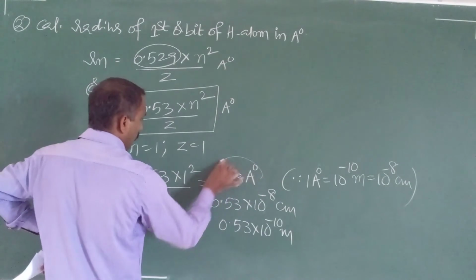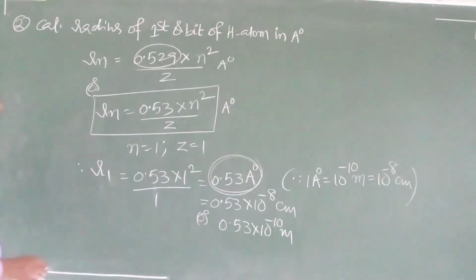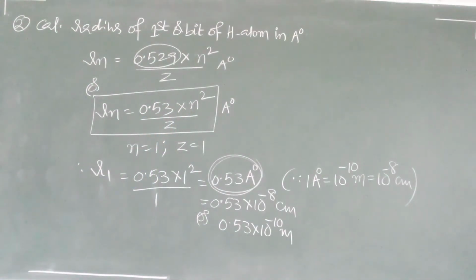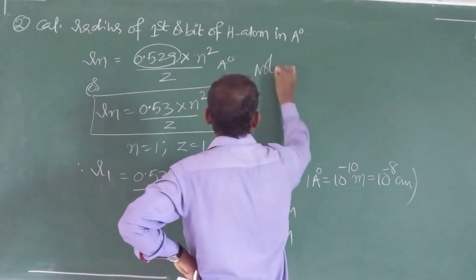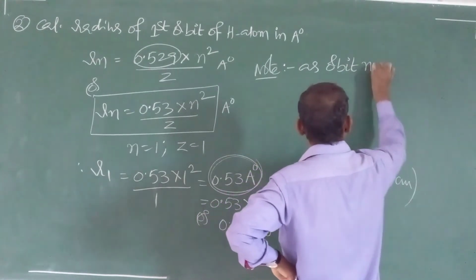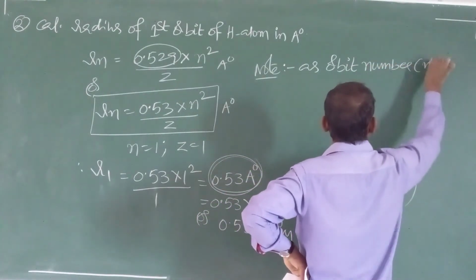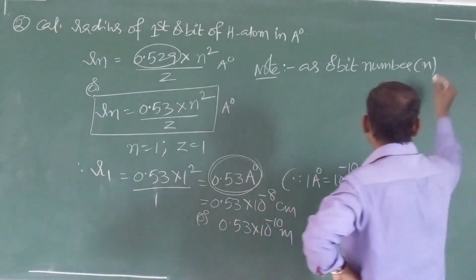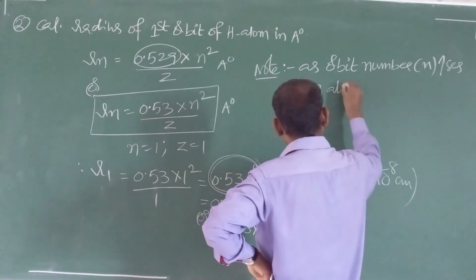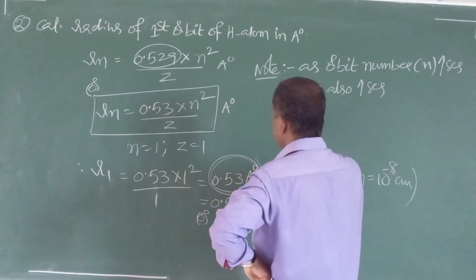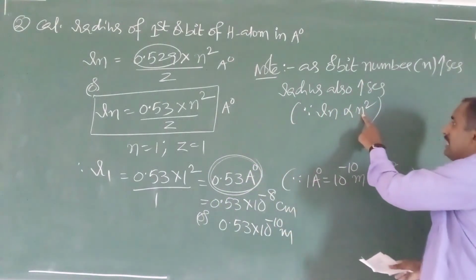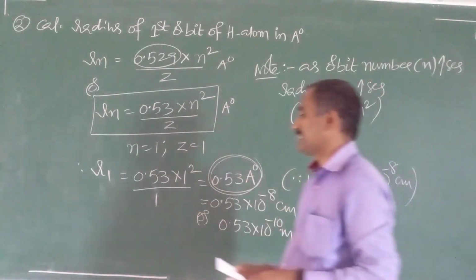So for first orbit of hydrogen, radius value is 0.53. According to this formula, R and n are directly related. As orbit number increases, radius also increases. Note, as orbit number, meaning n, not shell number, increases, radius also increases, since radius is directly proportional to n square.